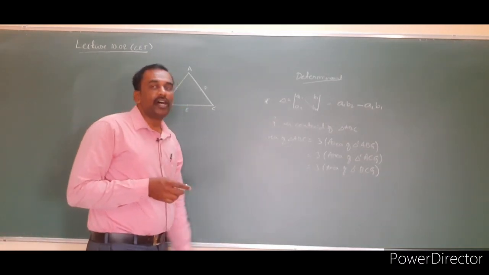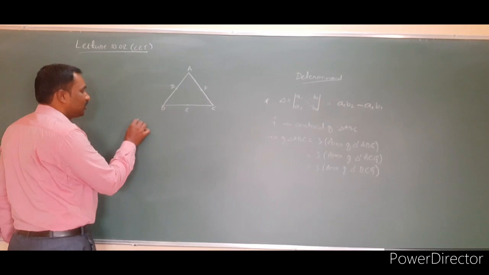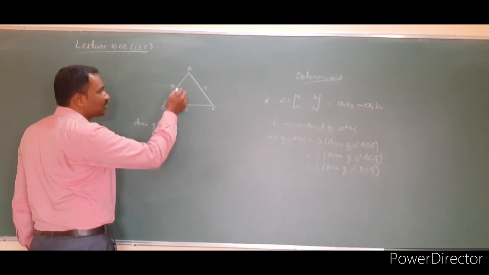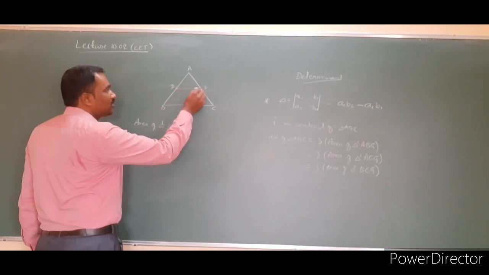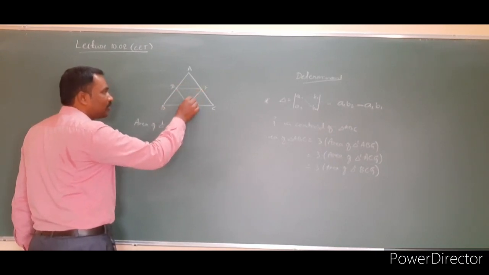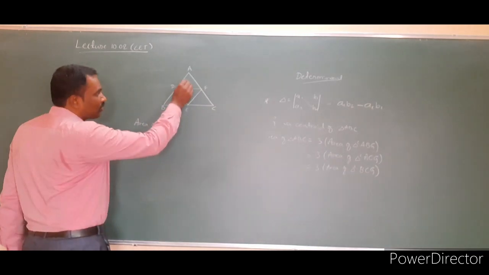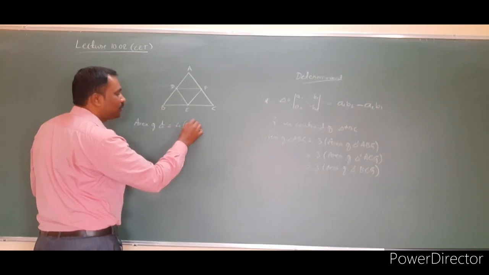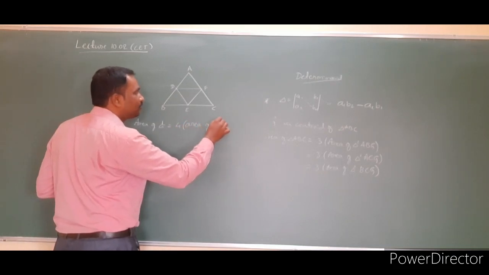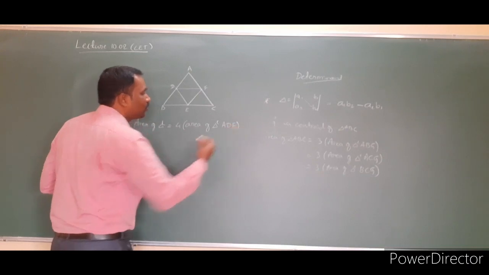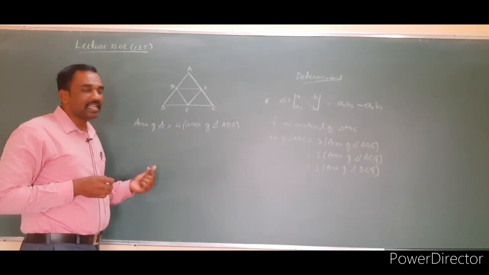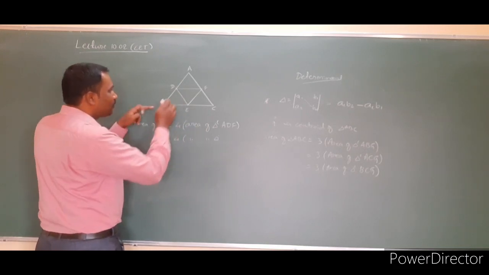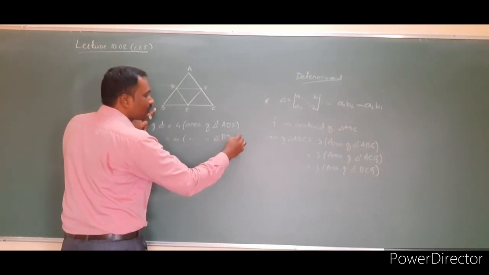In that case, how to find the area of the triangle? In that case also, the area of the triangle we can find. How? I just join all these midpoints, and here also triangles will form. How many triangles? 1, 2, 3, 4. So the area of the triangle is 4 times the area of the triangle ADF, or else we can write 4 times the area of the triangle BDE.